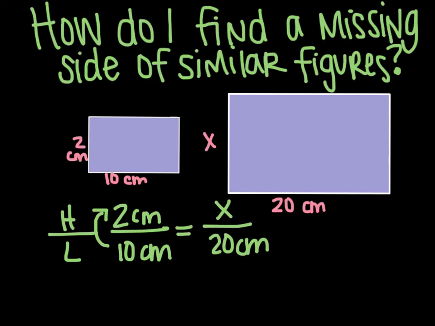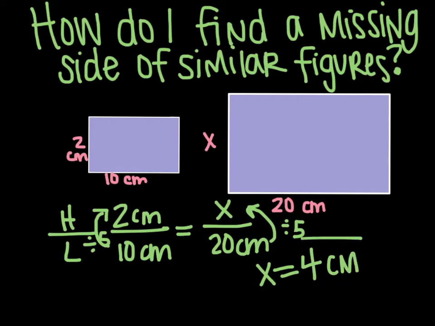But 10 divided by 5 gives me 2. So 20 divided by 5 will give me my answer, which is X equals 4 centimeters.